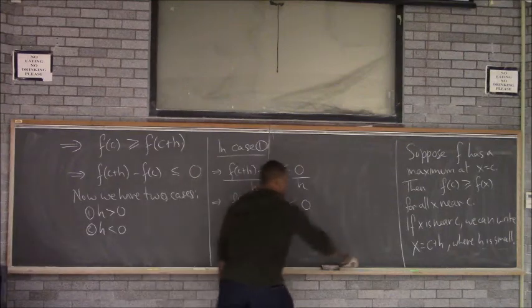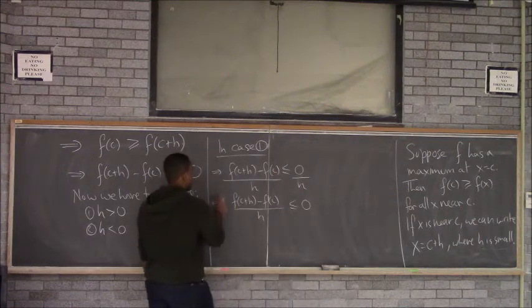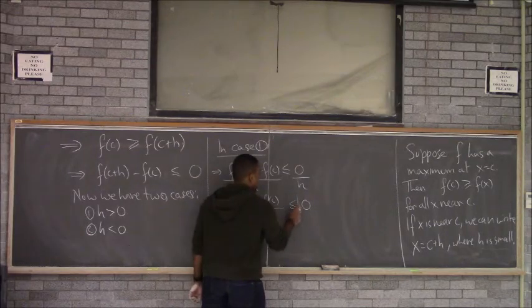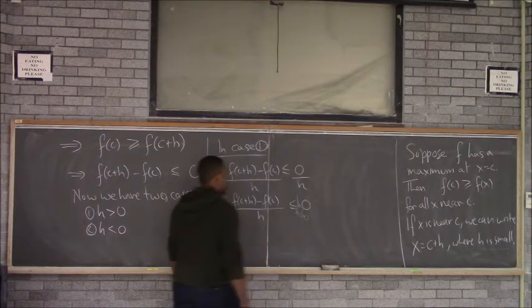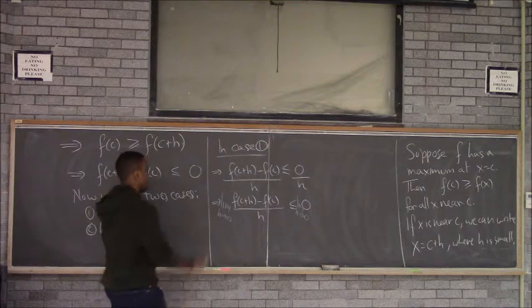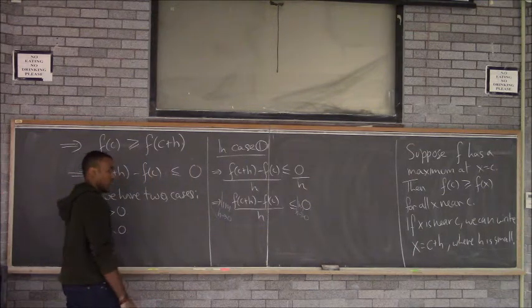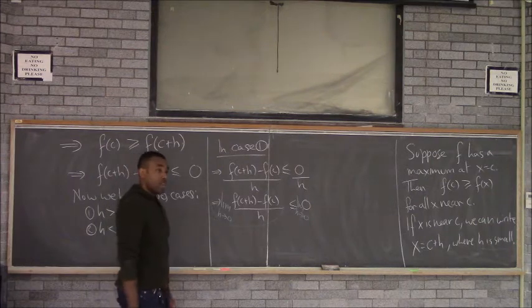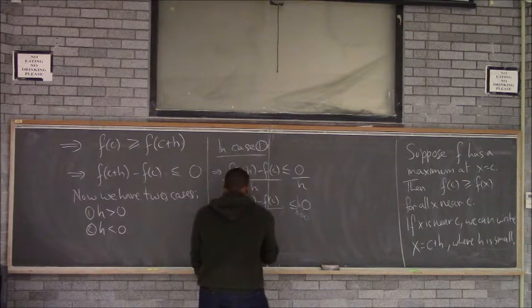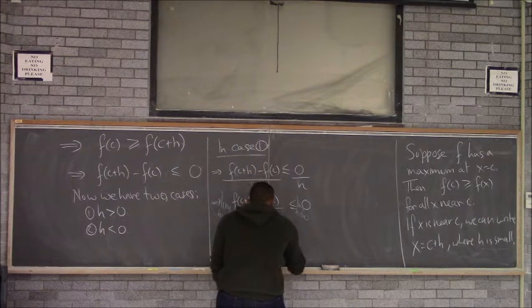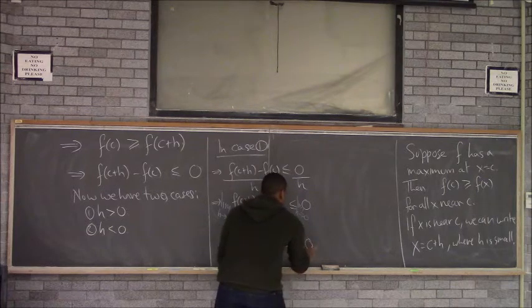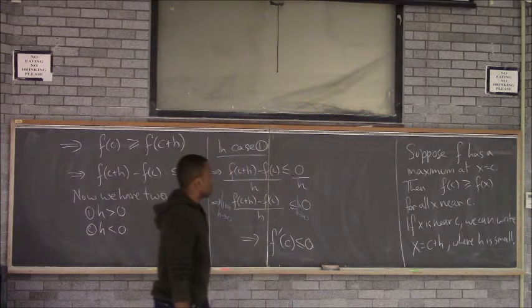Now what I'm going to do is I'm going to let x inch closer and closer to c. So I can take the limit as h approaches 0 on both sides. What is this? The derivative evaluated at c. f prime of c must be less than or equal to 0.